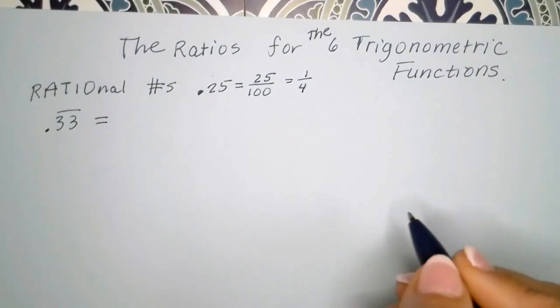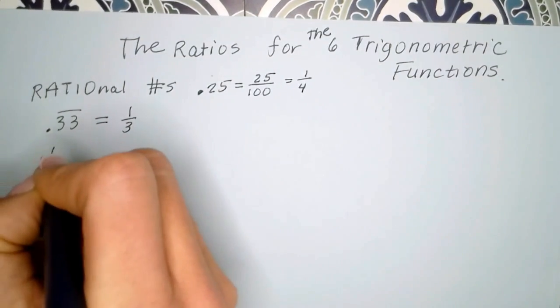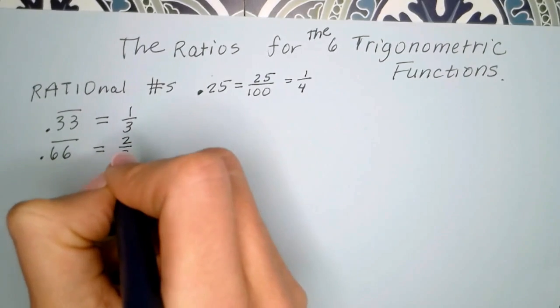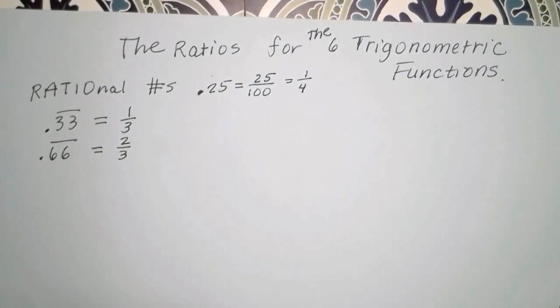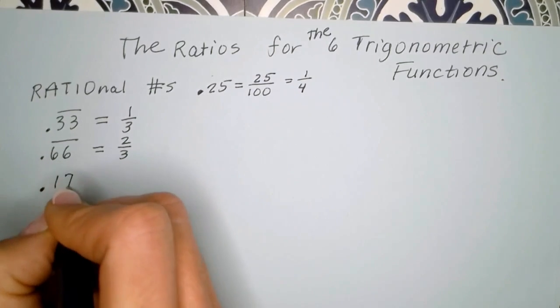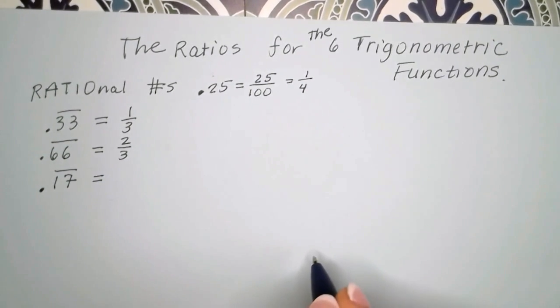0.3 repeating is really what as a fraction? 1 over 3. 0.6 repeating is really what as a fraction? 2 over 3. Now, these are the two common repeating decimals that we tend to see a lot. But then what about if you had something like 0.17 repeating? Do you know how to change 0.17 repeating into a fraction? Do you know what the rule actually is for these?